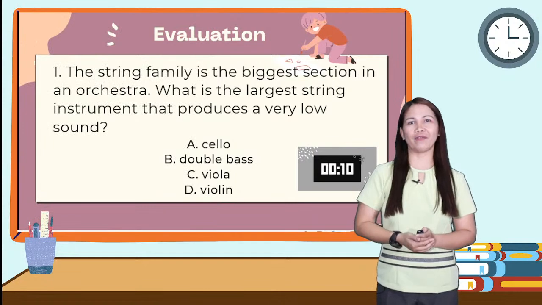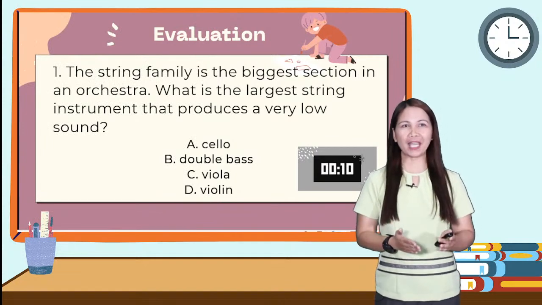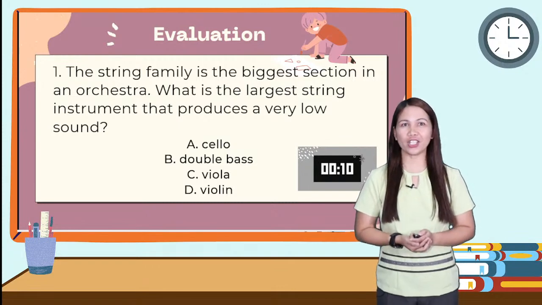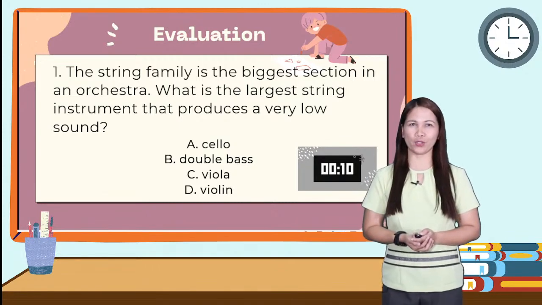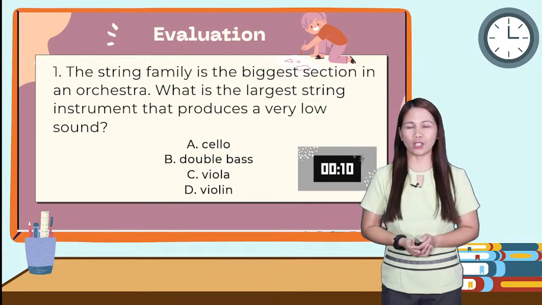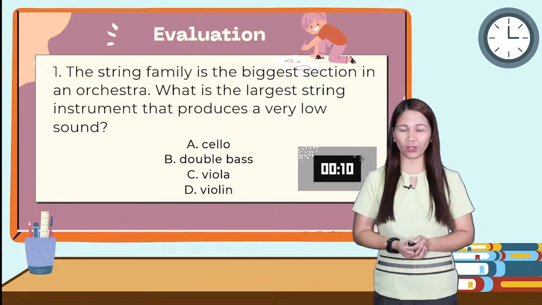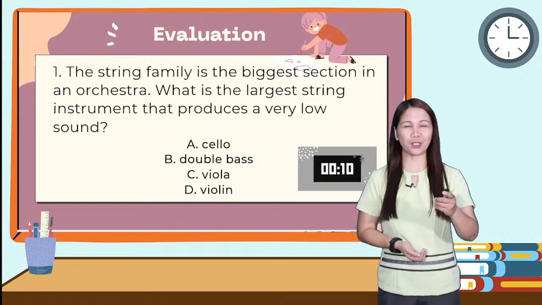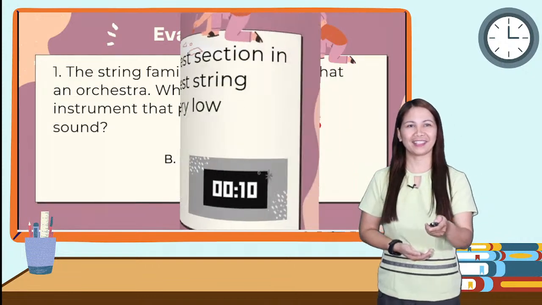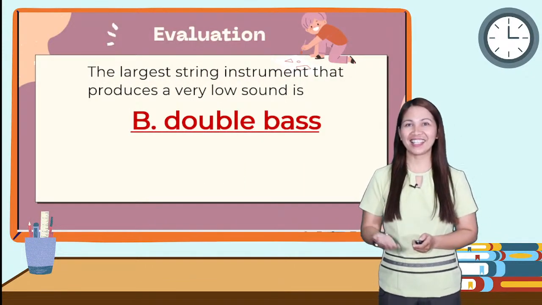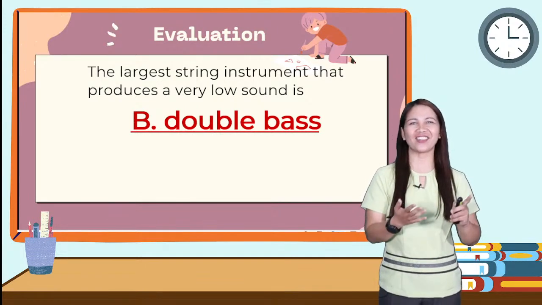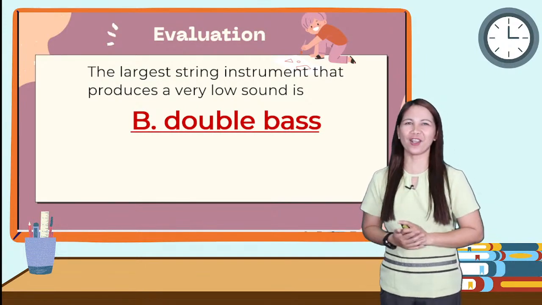First question. The string family is the biggest section in an orchestra. What is the largest string instrument that produces a very low sound? A. Cello, B. Double bass, C. Viola, and D. Violin. Timer starts now. The correct answer is double bass, the largest string instrument that produces a very low sound.